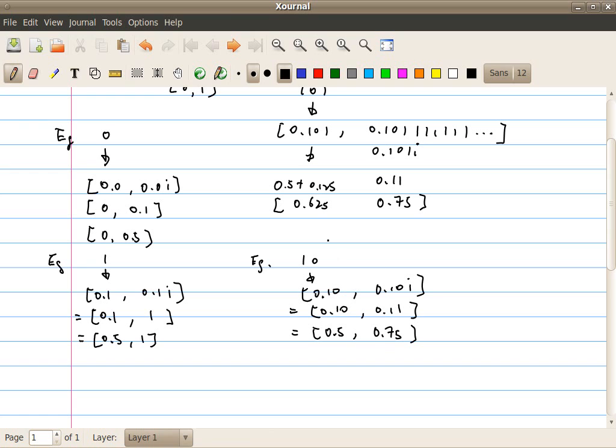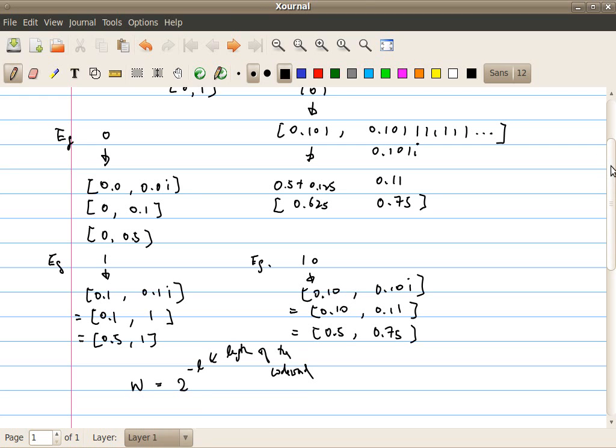One thing we can see is that the width of the interval increases as the length of the code decreases. More precisely, if I denote the width of an interval as W, W is equal to 2 to the minus L, where L is the length of the code word. So the width decreases exponentially with the length of the code word.